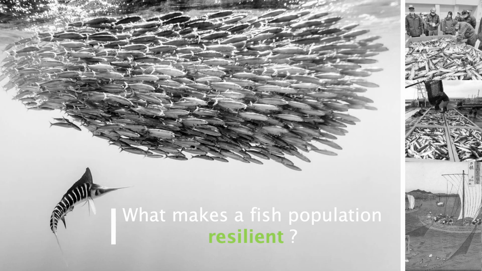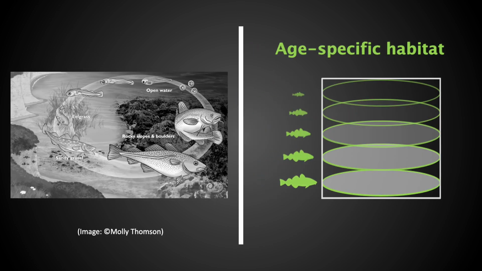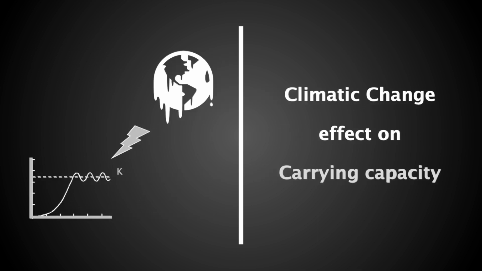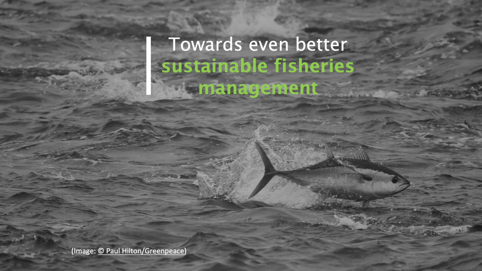So, going back to our first question, what makes a fish population resilient, which is important for fisheries management? The present study showed that it is essential to have empirical and theoretical development in a methodology to quantify age-specific habitat preference of marine fish and knowledge on how climatic changes influence carrying capacity. Only with such knowledge can we make one step closer to even better sustainable fisheries management, which will allow future generations to keep on eating and observing amazing fish from the ocean.